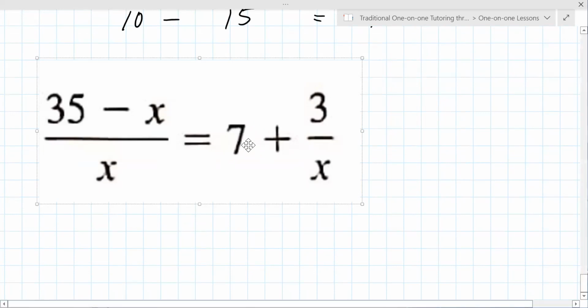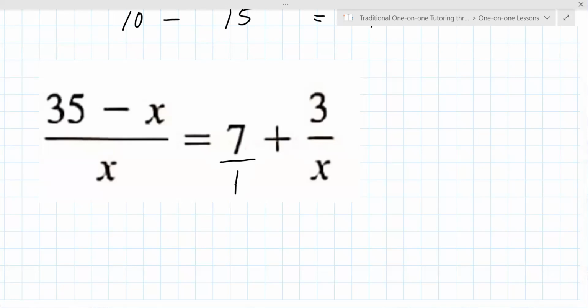What is this thing that I'm circling my cursor on right here? What is that? Can you tell me? A whole number? 7. 7. It's not a fraction though, is it? No. How do you make 7 a fraction? In some cases, 7 is a fraction because it's 7 over 1. Yes, that's what I was looking for.